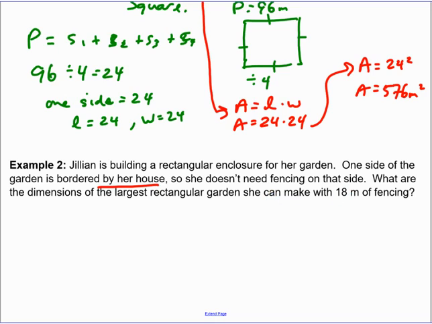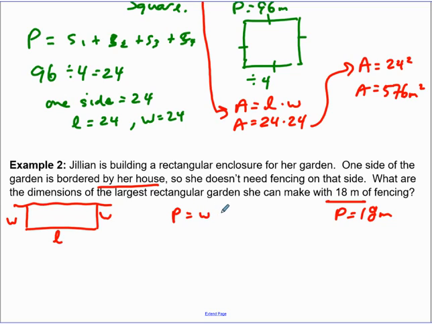Okay, so here's her house. Here's the fence. She has the length and the width and the width. Now, she's given a perimeter. Perimeter equals 18 meters, so she's allowed to use 18 meters. So the perimeter is going to be the width plus the width plus the length.